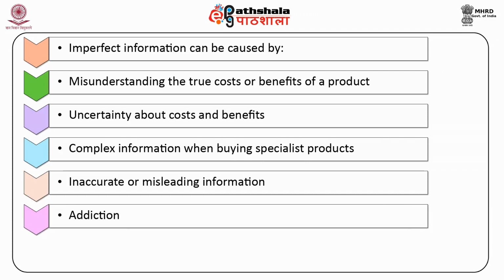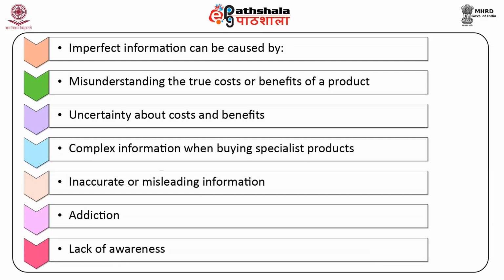Addiction, for example, drug addicts may be unable to stop consumption of harmful substances. Lack of awareness. A good example here is that of tuition fees in Britain. Many parents and students find the system of university finance very difficult to understand.